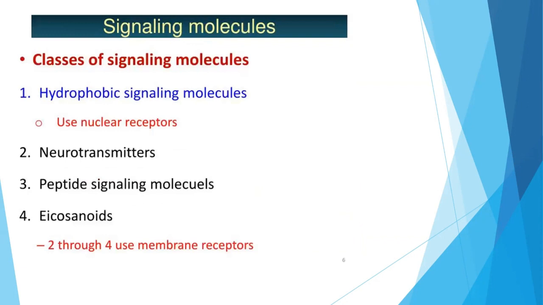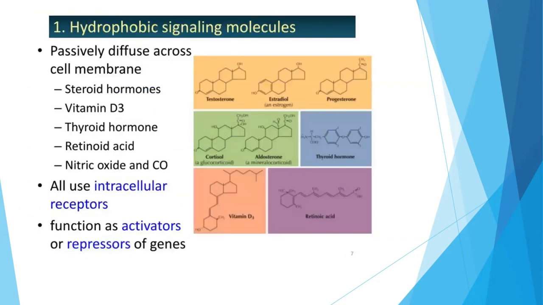So the classes of signaling molecules are hydrophobic signaling molecules, neurotransmitters, peptide signaling molecules, and eicosanoids. Hydrophobic signaling molecules passively diffuse across the cell membrane, like steroid hormones, vitamin D3, thyroid hormone, retinoic acid, nitric oxide, and carbon monoxide. So you need to remember these names. They all use intracellular receptors and function as activators or repressors of genes.